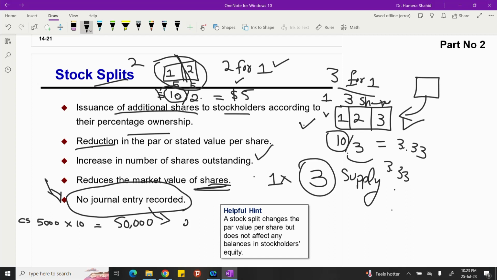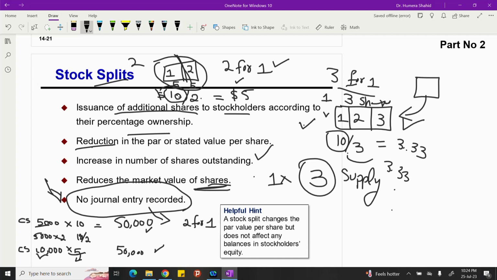For example, this company announces a 2-for-1 stock split. It means that you divide each share into two parts. So where we have 5,000 shares, now we will be having 10,000 shares, right? And where the par value was 10 per share, now the par value is going to be 10 divided by 2, 5 per share. So if I calculate common stock now, 10,000 shares multiplied by 5, it is still 50,000. So what changes? The number of shares increases, but the value of the shares decreases in the same proportion. That's why common stock does not get affected.